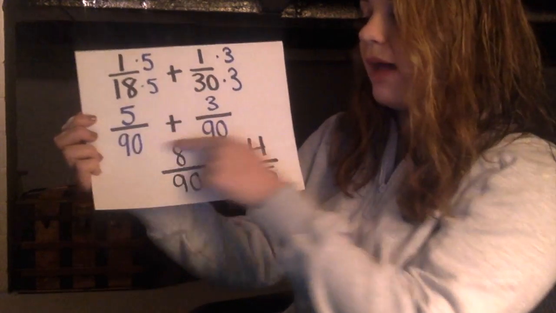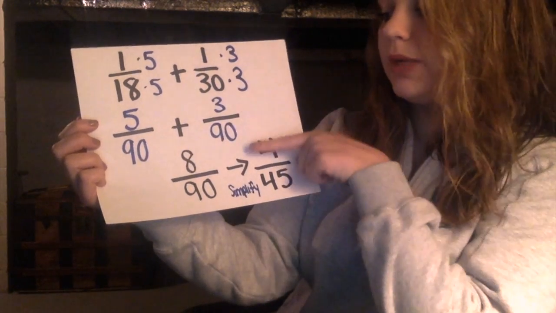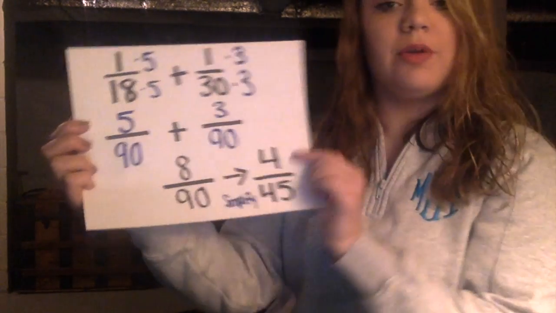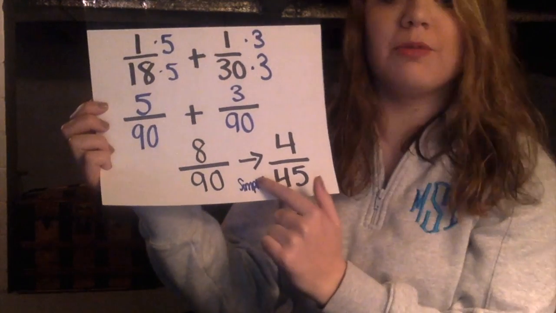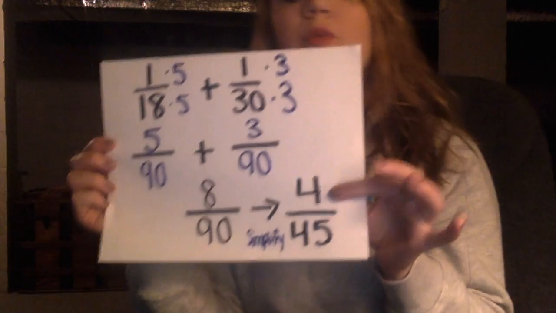We do the math here. We're going to bring them down. It'll be 5 over 90 and 3 over 90. We're going to add those across. It becomes 8 over 90. You do your basic simplifying, and you get 4 over 45.